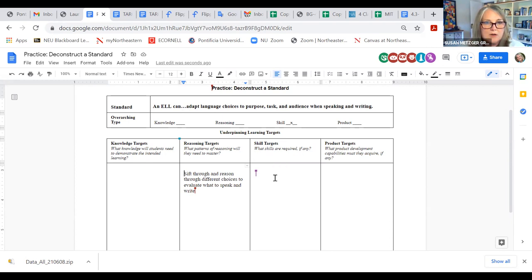What else underlies this skill? Remember we said, okay, good, I see somebody writing. Feel free, anybody can write at the same time. As we're all looking at the screen, think: what knowledge will students need to demonstrate this learning, being able to adapt their language choices? Maybe there are other reasoning processes they'll have to master. Are there other skills that underlie it as well?